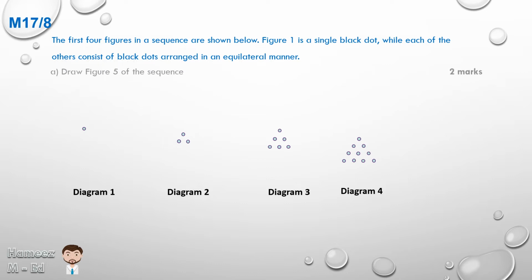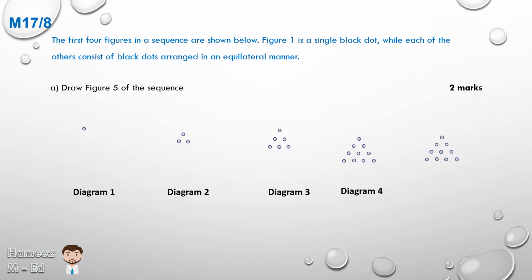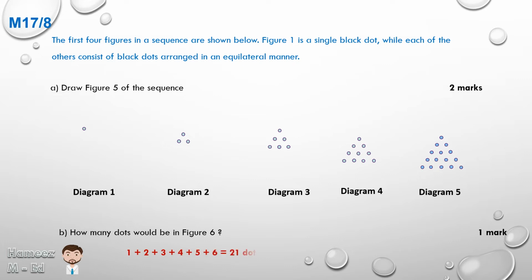So part A, draw figure 5 of the sequence. So let's extract diagram 4 to create diagram 5. So we already have 1 and 2 and 3 and 4 dots. So diagram 5 would mean we're adding 5 dots at the base. So part B, how many dots would be in figure 6? Well, if we look at the pattern, figure 6 will have 1 in the top layer, plus 2, plus 3, plus 4, plus 5, plus 6 dots. And that will give us 21 dots.